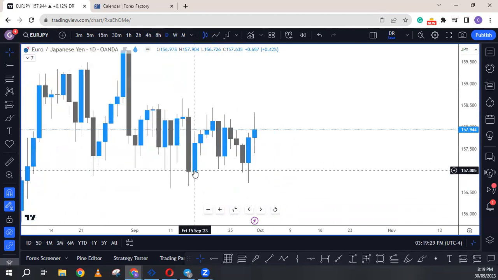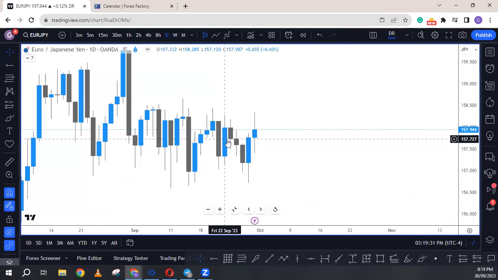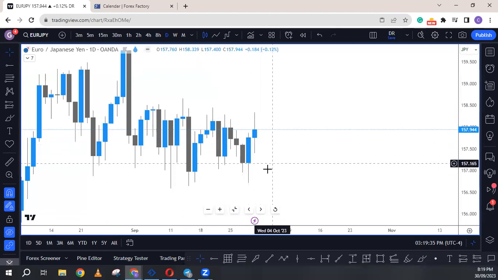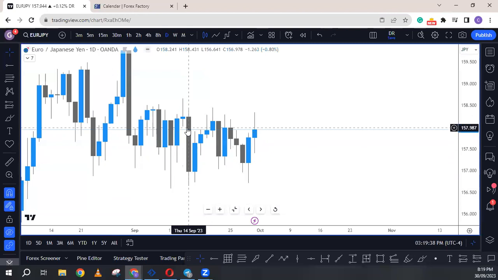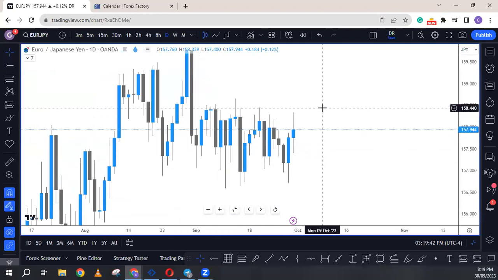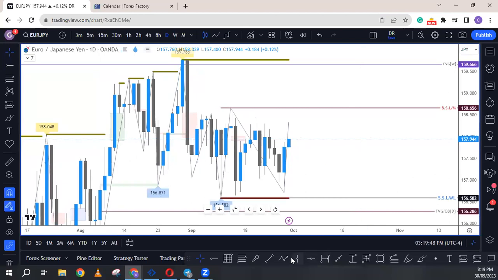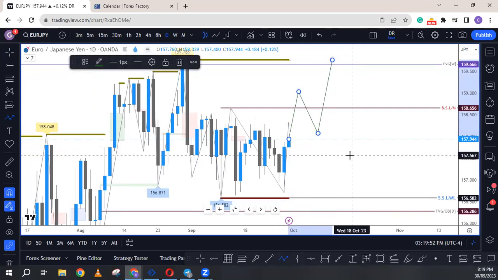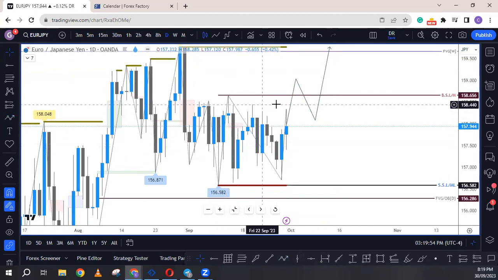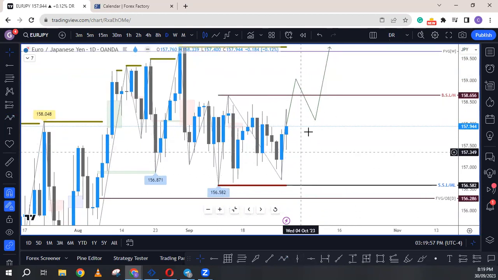So let's see how many days you have. 1, 2, 3, 4, 5, 6, 7, 8, 9, 10, 11. 11 trading days within this one candle. So this pair is basically in a range. The best play is you wait for either the range breakout. What do I mean by range breakout? You wait for something like this, or you wait for a sweep of liquidity above this and they move back inside the range.